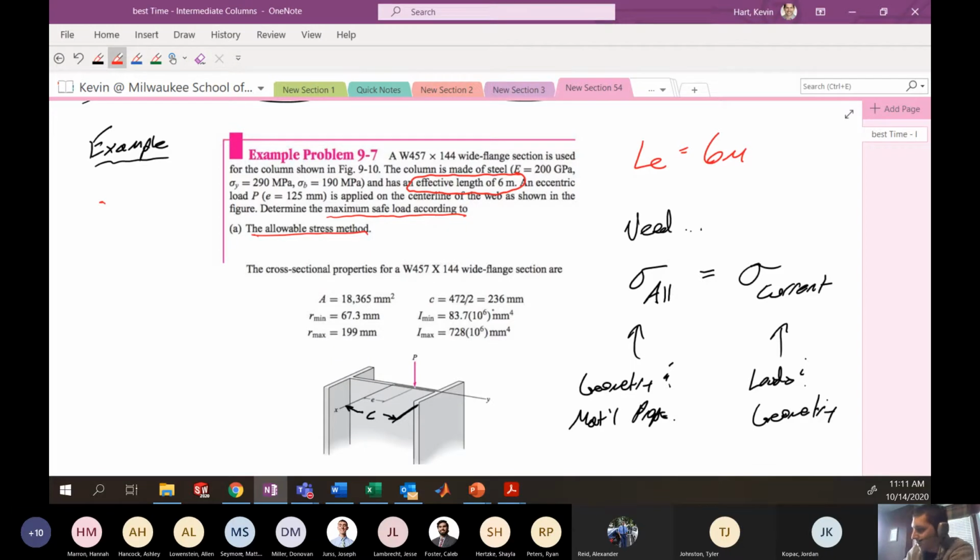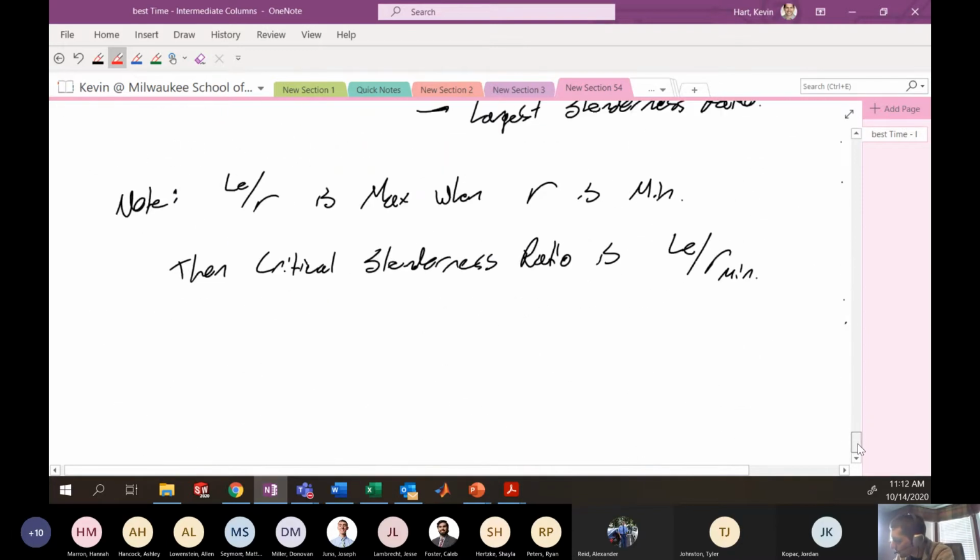So that's nice. Now we have to look at some of the material properties and determine what our minimum radius of gyration is. Here we have this y-axis about which we could potentially buckle, and this x-axis about which we could potentially buckle. We're not told what the radius of gyration is about x or about y. We're just told the minimum and maximum radius of gyration are the following. And to maximize the slenderness ratio, we want to take the minimum radius of gyration, which here is 67.3 millimeters. So that's what we'll use.